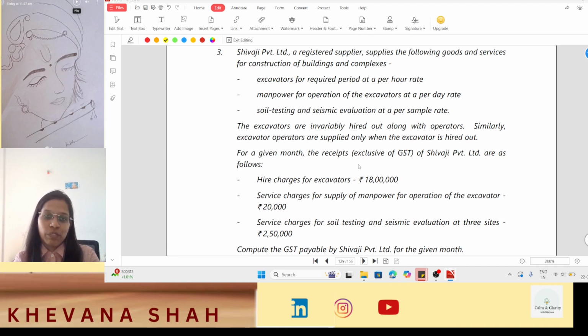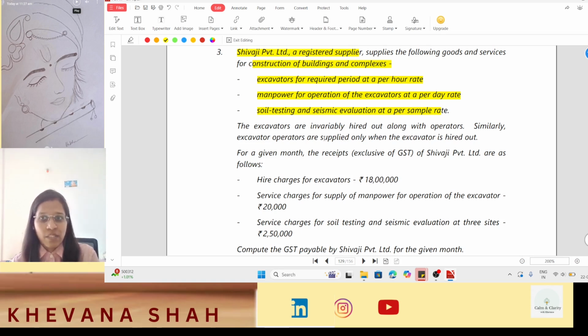Okay, so moving on to the third question. Shivaji Private Limited, a registered supplier, supplies the following goods and services for construction of buildings and complexes. So they are supplying excavators at a per hour rate, manpower. So you have this, excavators are your goods, manpower is your services. You have soil testing and seismic evaluation services. Now the excavators are invariably hired out along with the operators. So excavators are hired only along with the operators.